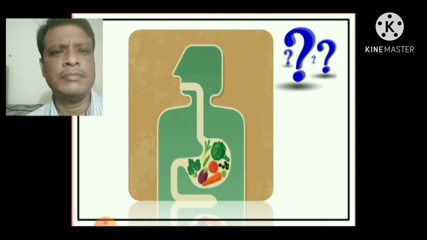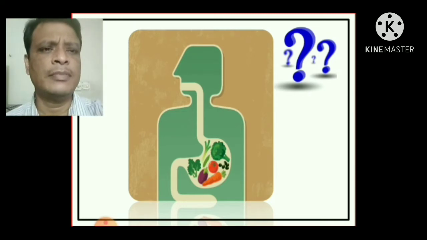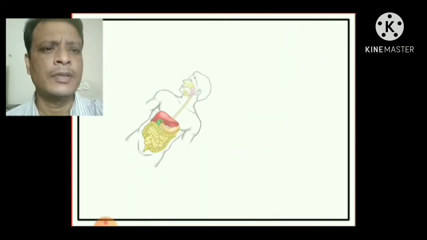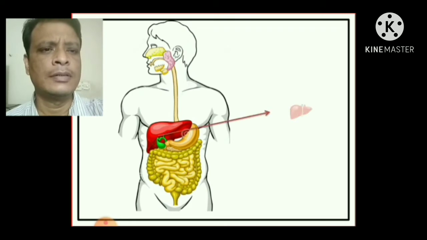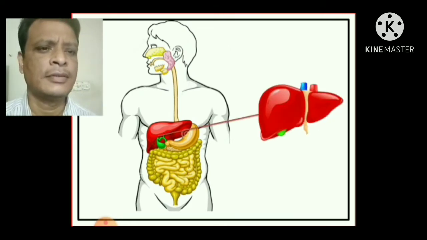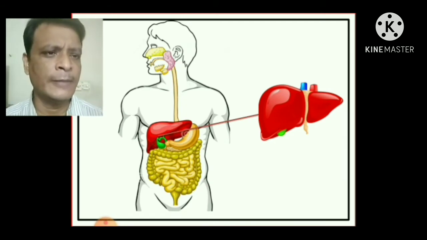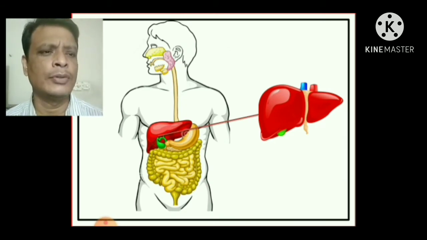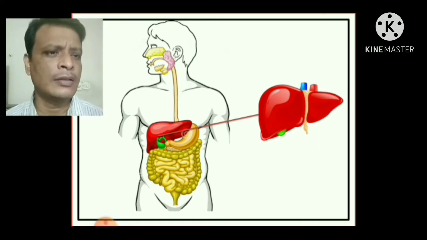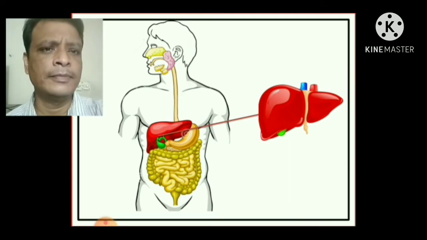This is the gastrointestinal tract or digestive system of the human body. But what is this? What is the name of this organ? I think everybody is able to answer this question. This is the liver, the largest internal organ and largest gland in the human body.